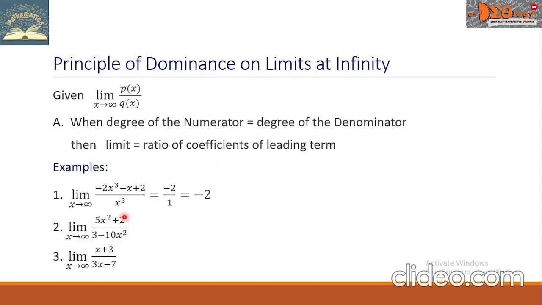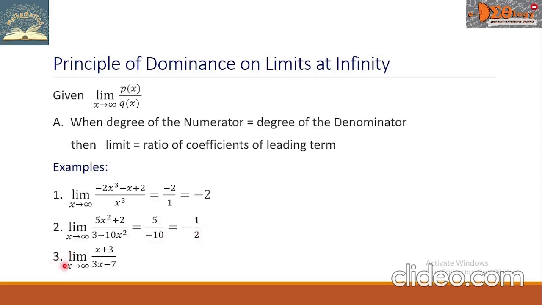In the numerator, the leading term is the 5x squared. In the denominator, the leading term is the negative 10x squared. Therefore, the limit is 5 over negative 10. We can simplify this as negative 1/2.